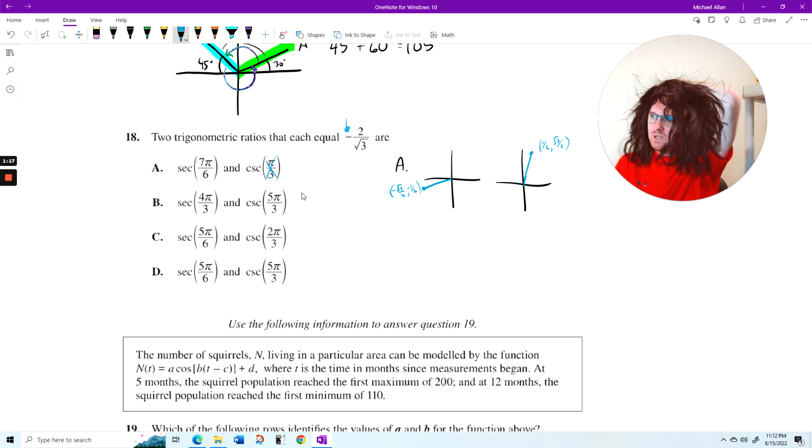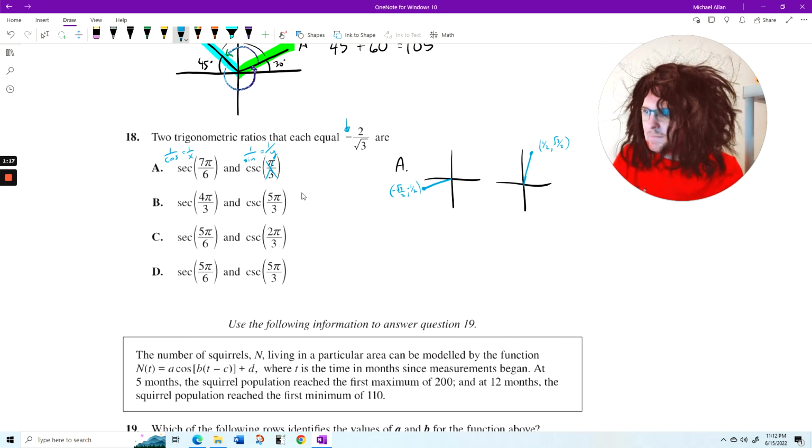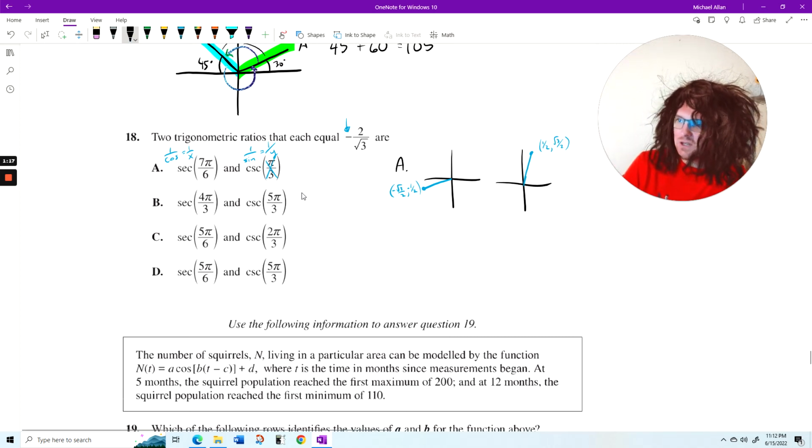Okay, that's 1 over cosine, and this was 1 over sine. Or I guess if you want to put that in there, 1 over the x and 1 over the y for all of us. Okay, so I'll cross that one off. B, let's do B now. Let's see what B says.